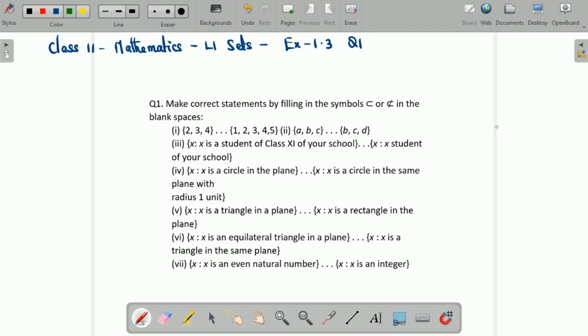In this video, let's find the solution for the first question in exercise 1.3. Make correct statements by filling in the symbols subset or not subset in the blank spaces. So first we will take up the first subdivision.